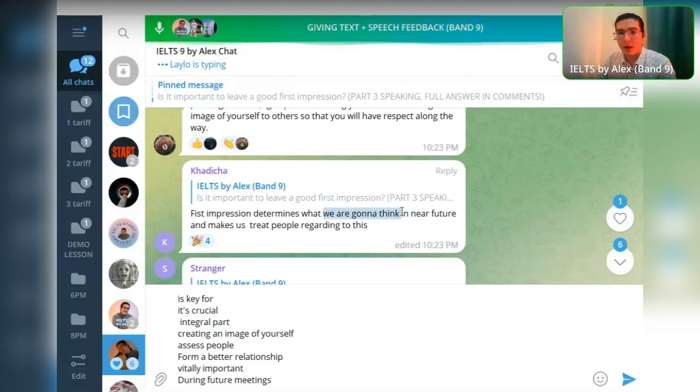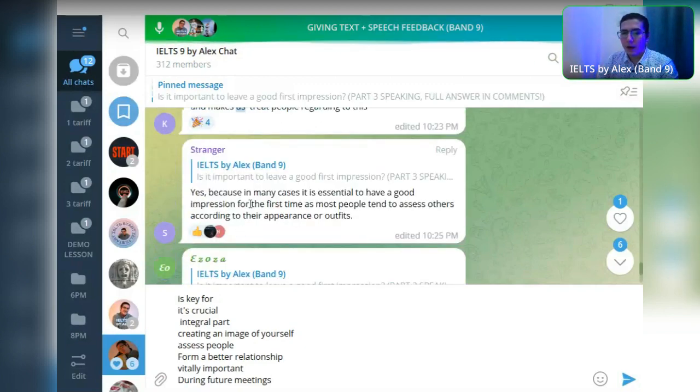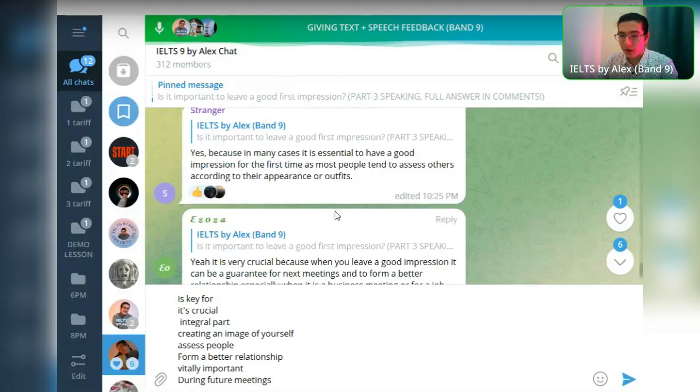we are. Remember, it's not we. We don't have the impression. Other people have the impression. So you would say what other people are going to think about us in the near future. Yeah, that's it. Yes, because in many cases, it is essential to have a good impression for the first time, as many people tend to assess others according to their appearance or outfits. I think I already gave you some feedback.